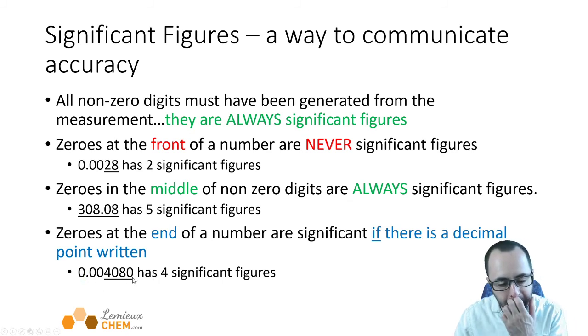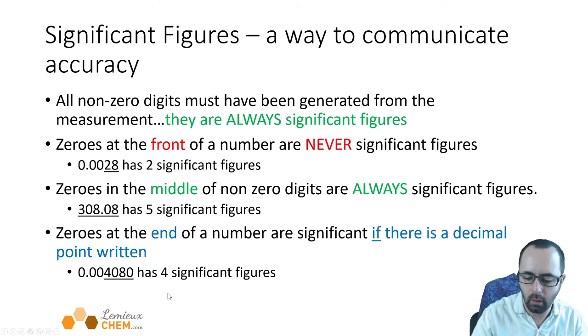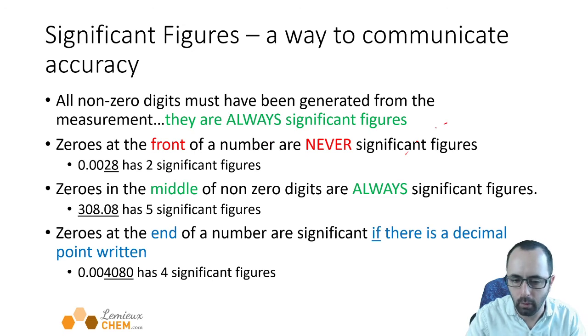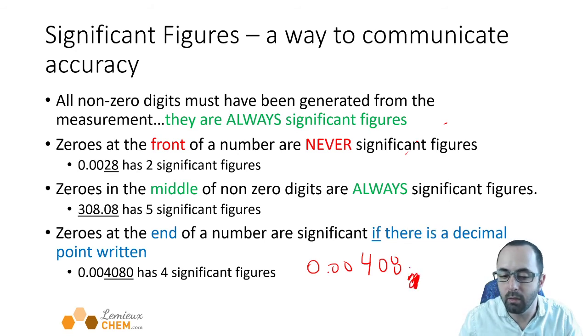So the reason why this 0 is significant is because we could have written this number as 0.00408 without the 0 at the end. Okay, and we could have done that. But we didn't, because we were trying to say something with this 0. We're trying to say we actually know that this is a 0 and not a 1 or a 2 or a 9 or anything else.